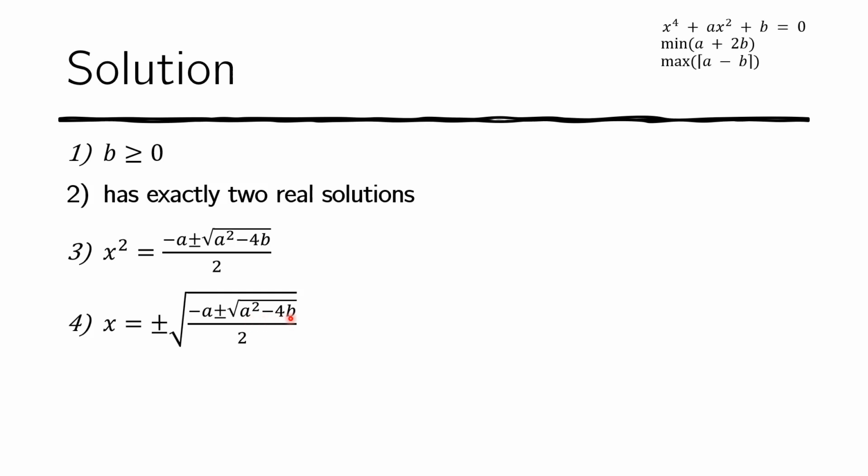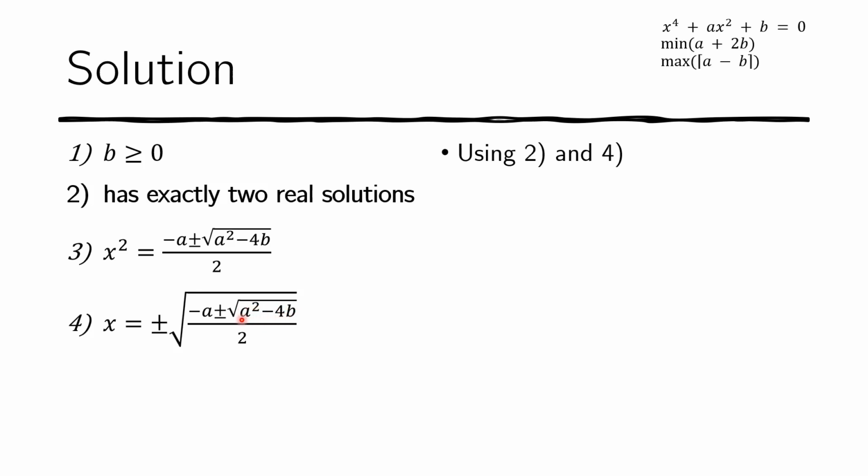Think about what the possible values of the discriminant here are. So a squared minus 4b. If it is negative, then what we have is the square root of a negative number. And that means it's a complex number. Now, if it's a complex number, the square root of that would also be a complex number. And so we would be violating the second condition that says that the solutions are real. And so this expression here cannot be negative.